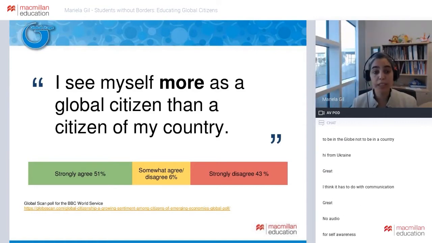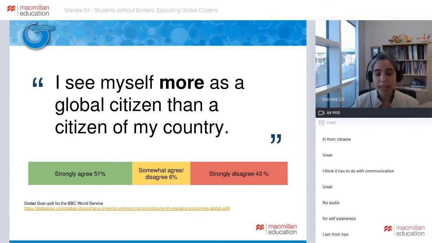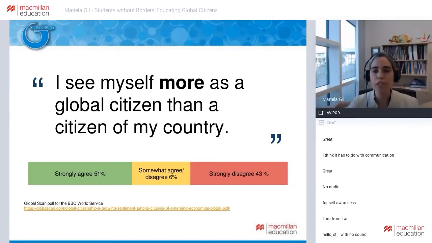43 disagreed strongly and 6 somewhat. Now, imagine if this poll didn't put them as opposing things. Imagine if the poll said, I see myself as a global citizen and as a citizen of my country. How many more people would strongly agree?